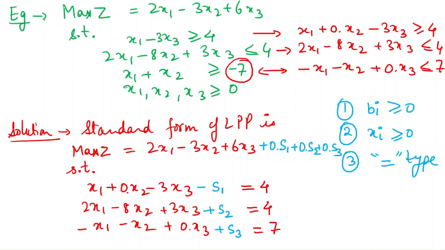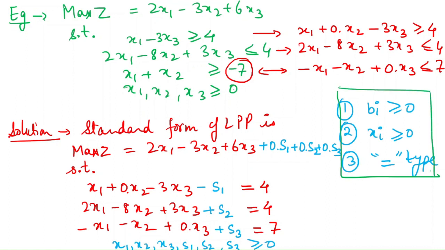Now lastly, how many variables do I have? I have x1, x2, x3, s1, s2, s3. All must be greater than or equal to 0. So this is my standard form of the linear programming problem. So you always have to keep this in mind while transforming your linear programming problem into the standard form. So let us consider one more question, another one.